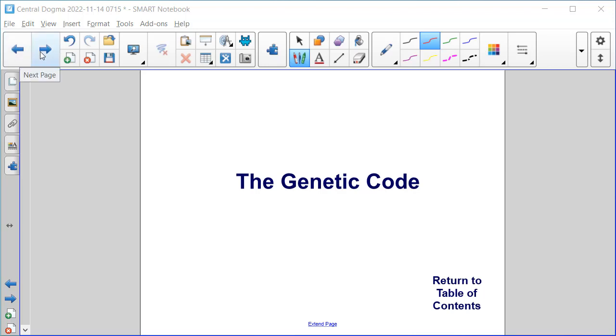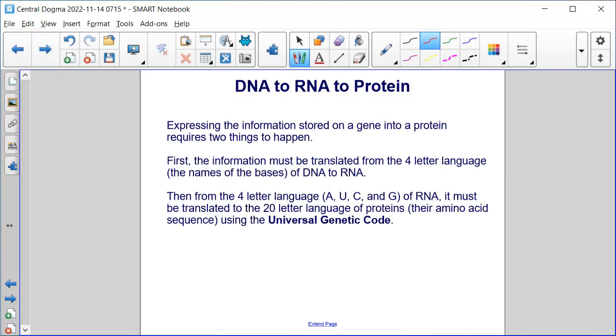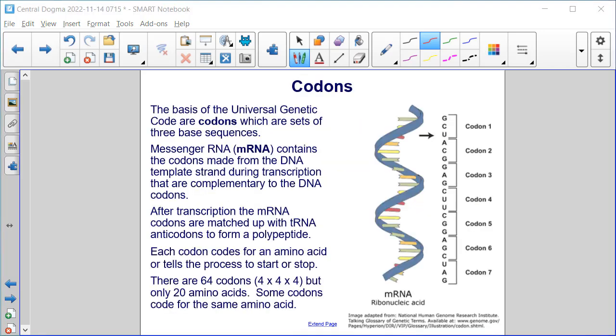The genetic code. DNA to RNA to protein. Expressing the information stored on a gene into a protein requires two things to happen. First, the information must be translated from the four-letter language, the names of the bases of DNA, to RNA. Then from the four-letter language, A, U, C, and G of RNA, it must be translated to the 20-letter language of proteins, their amino acid sequence, using the universal genetic code.